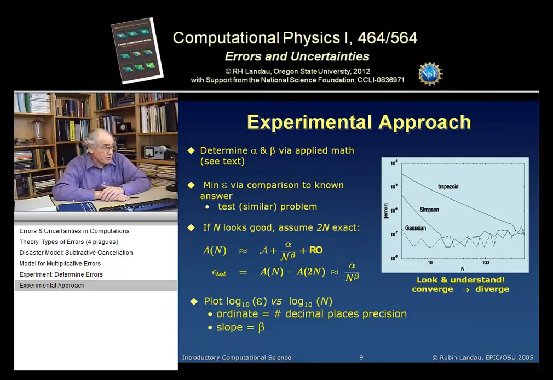How do you do this on the computer? Well, we indicated one way. If you can plot this graph up, you can determine what alpha and beta are, and then you can say what your error is at any one step in the calculation.